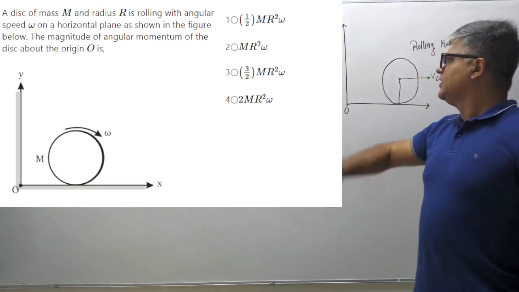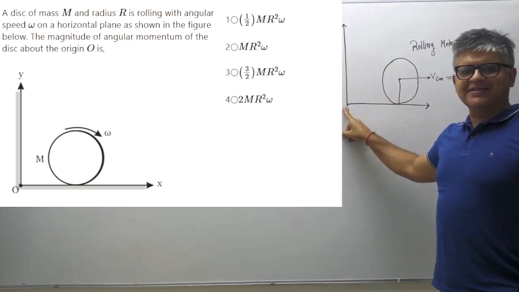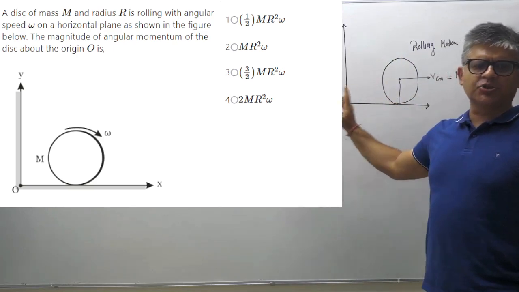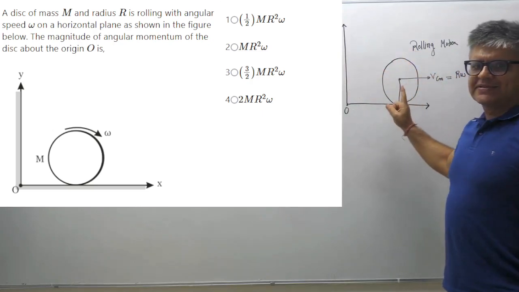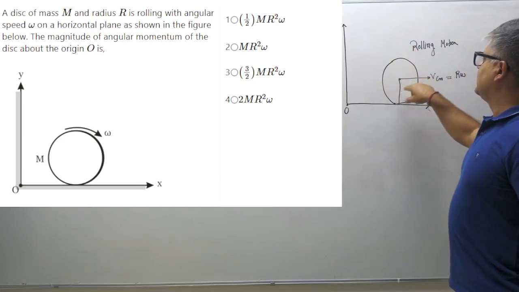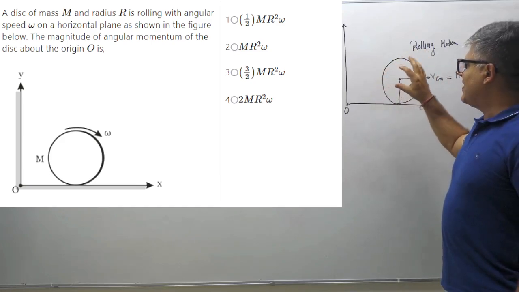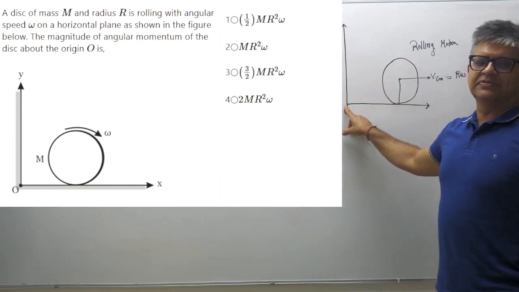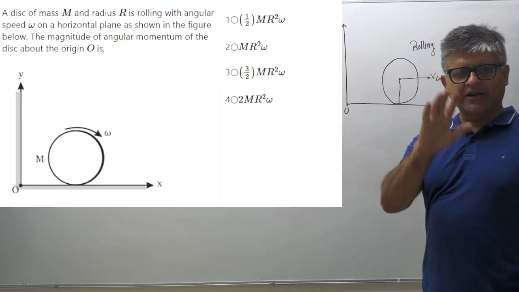Read it very carefully. You have a disk which is rolling. Okay, the axis is given here, the origin. I will just show you the complete diagram, and it is rolling. So you have to find the total angular momentum of this disk when the axis is at the origin. Read the question, take 5 seconds, look at the choices.